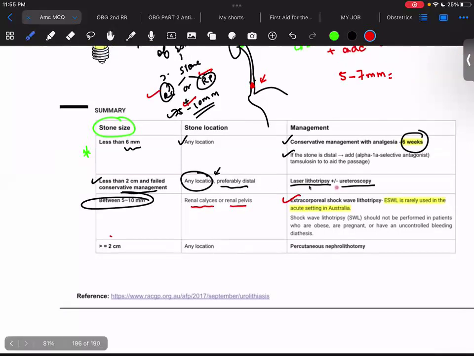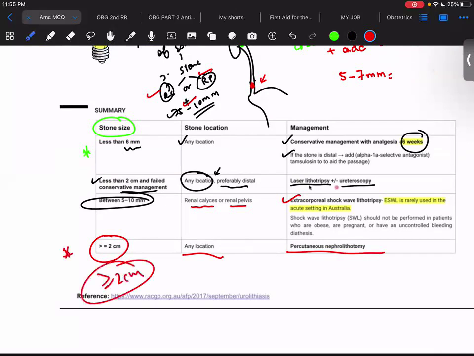If it is more than or equal to 2 centimeters at any location, percutaneous nephrolithotomy is what we use. Remember that it is more than or equal to 2 centimeters. So 2 centimeters, go for percutaneous nephrolithotomy.